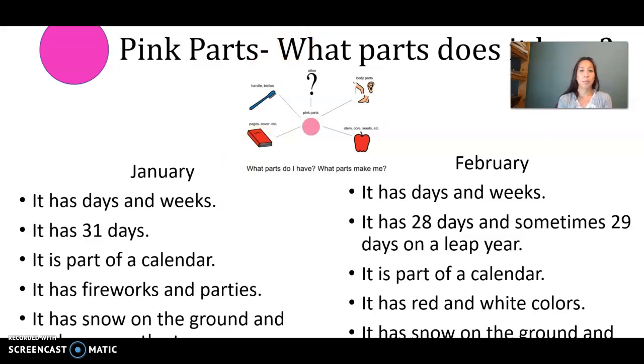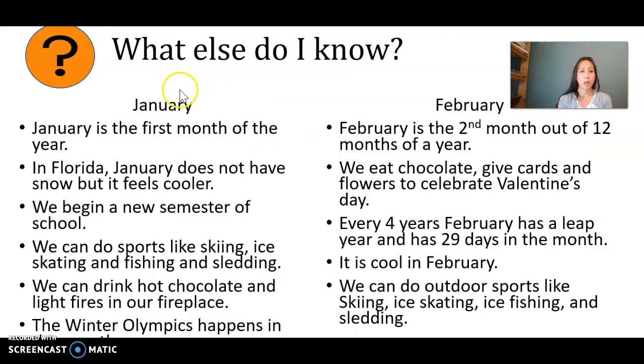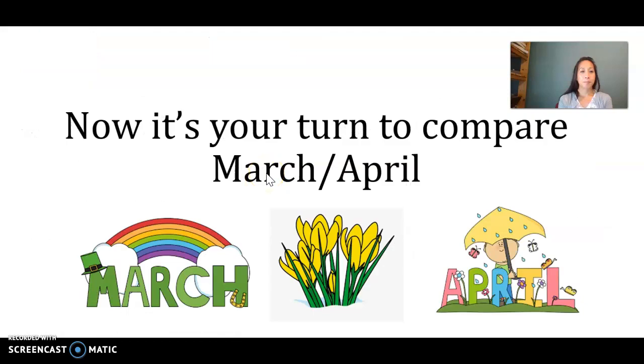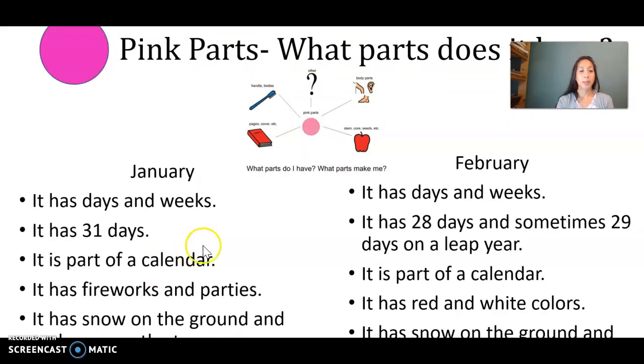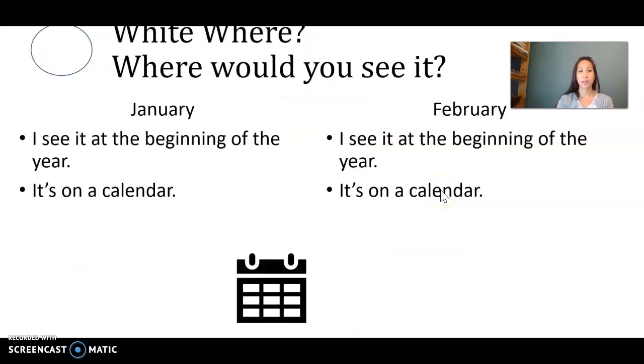Pink parts, what parts does it have? So we're looking at, it has days, it has weeks. Oh no, I went too far, sorry. It's part of the calendar. It has fireworks and parties in January. There's snow on the ground and trees. Same over here, part of the calendar. It's red, white, has snow on the ground, no leaves on the trees.